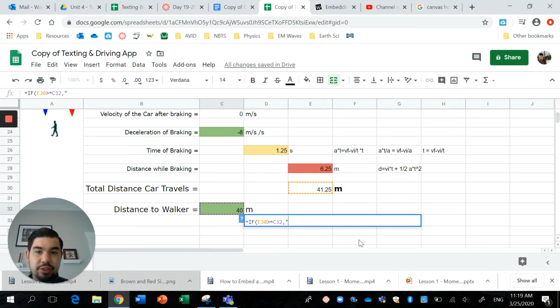So if the distance is greater, we can say something like, call 911, there has been an accident. And then if the total distance the car travels is less than the distance to the walker, we say, please be more careful, or something like that, just indicating that there was no collision.